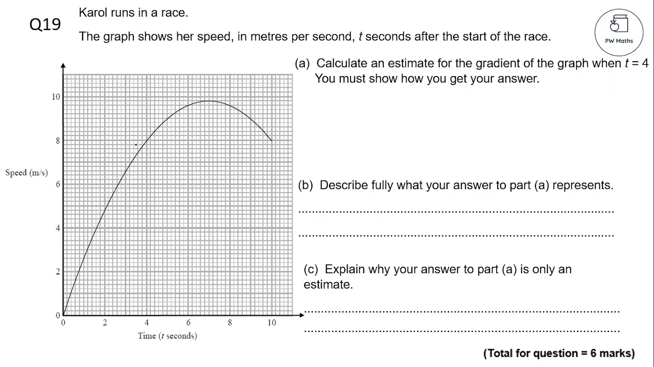Question 19. Carol runs in a race. The graph shows her speed in meters per second t seconds after the start of the race. Part A says calculate an estimate for the gradient of the graph when t is 4.